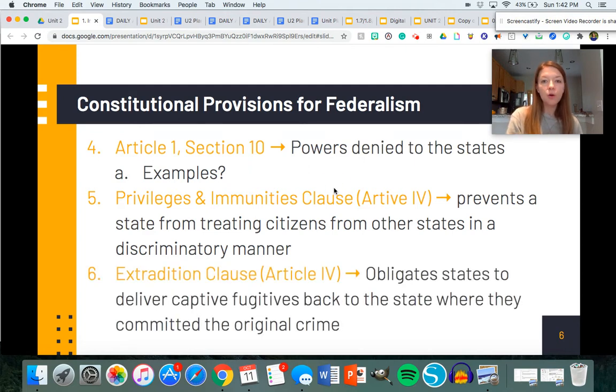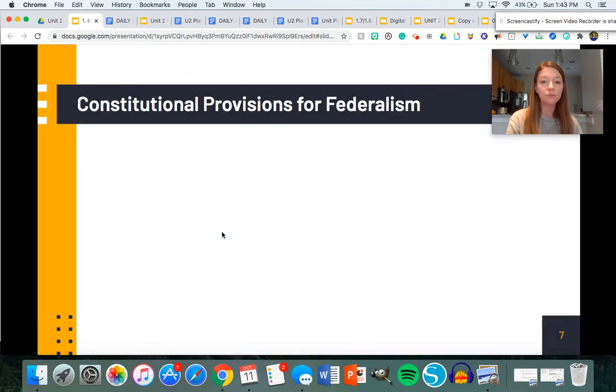Article 4 also has an extradition clause, and an extradition clause obligates states to deliver captive fugitives back to the state where they committed the original crime. So, a state cannot harbor a fugitive. I don't know if you've ever heard that. But it is a responsibility of the state to send them back to the state where the crime was originally committed. So that is, again, outlining the relationships between states.